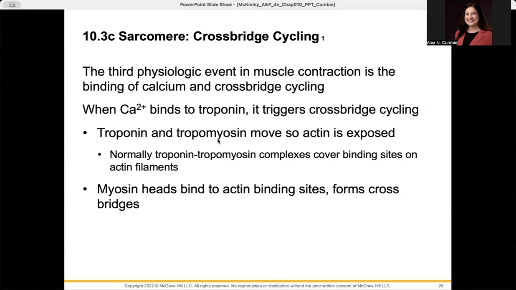And tropomyosin is kind of just a standby protein. What it's doing while the cell is relaxed is just blocking the binding of the myosin heads to the actin filament. But when calcium binds to troponin, troponin pushes tropomyosin out of the way. We have a change in how the fiber is oriented, and it leaves open binding sites for myosin heads to bind to the actin filament, forming a structure we call a cross bridge.